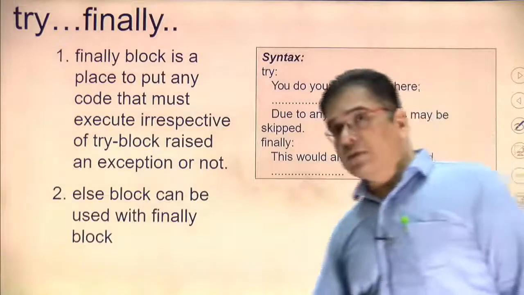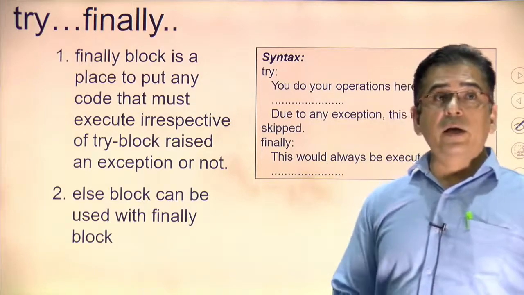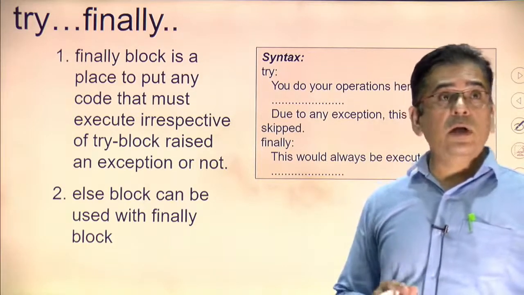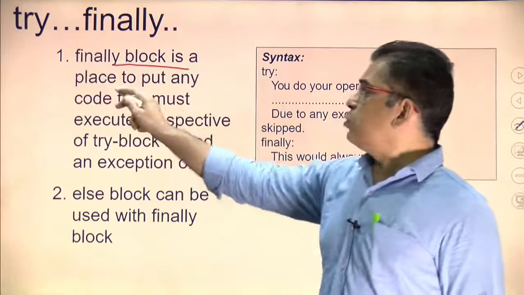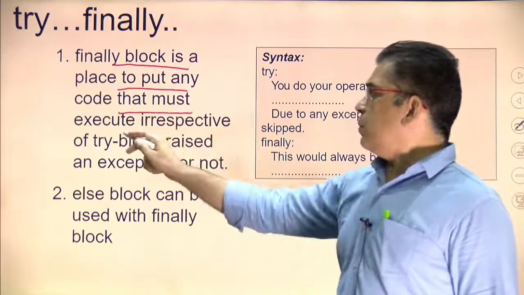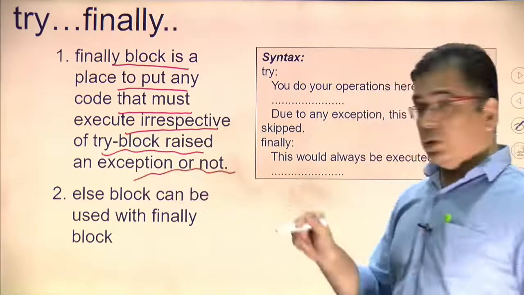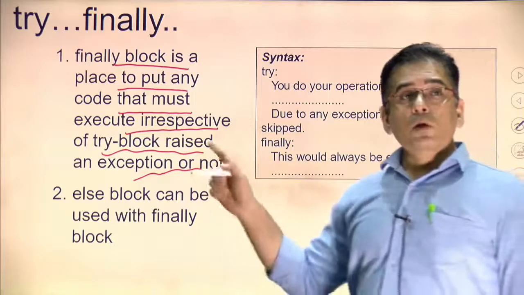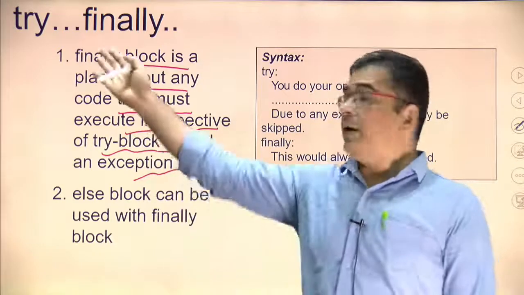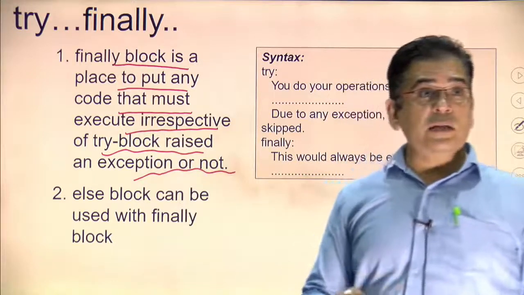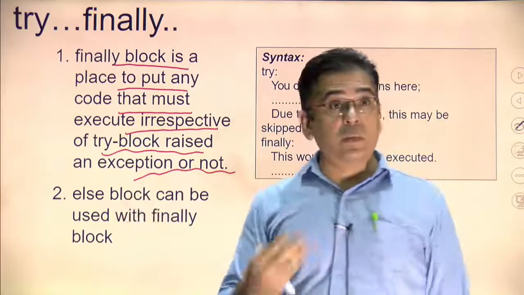Now coming to the last case, try and finally. This is the third way to handle exceptions or errors in the Python programming language. The finally block is a place to put any code that must execute irrespective of whether the try block raises an exception or not. So this finally block will always execute even if the try block has not raised any exception. Then in that case the finally block gives some other output.